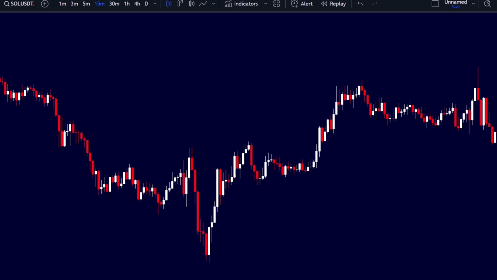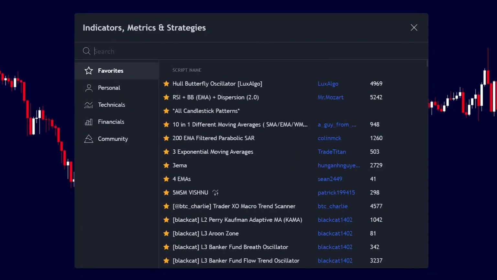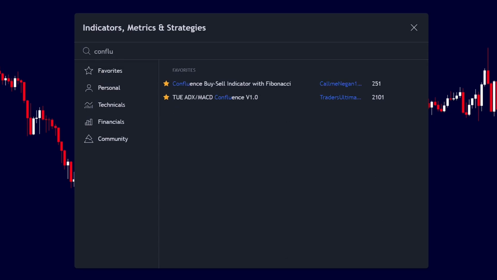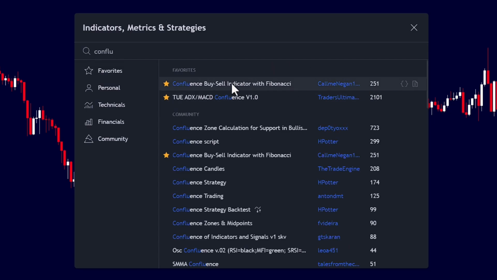Open your main chart window, and at the top, you'll see a button labeled Indicators. Just go ahead and click on that, which will open up a search box. In the search bar, type in Confluence by Cell. That's the indicator we'll be using. As you type, it should pop up in the search results. Click on it to add it to your chart.